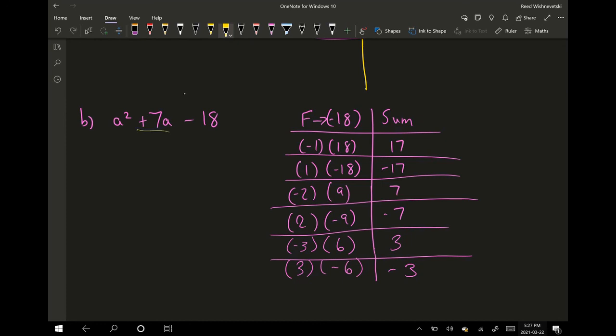So if we look down our list here, we can see that this row right here is going to give us what we need. Okay, so all we're going to do is bring our a here. We have negative 2, and have another a, and that's going to be positive 9. And that's our final answer.